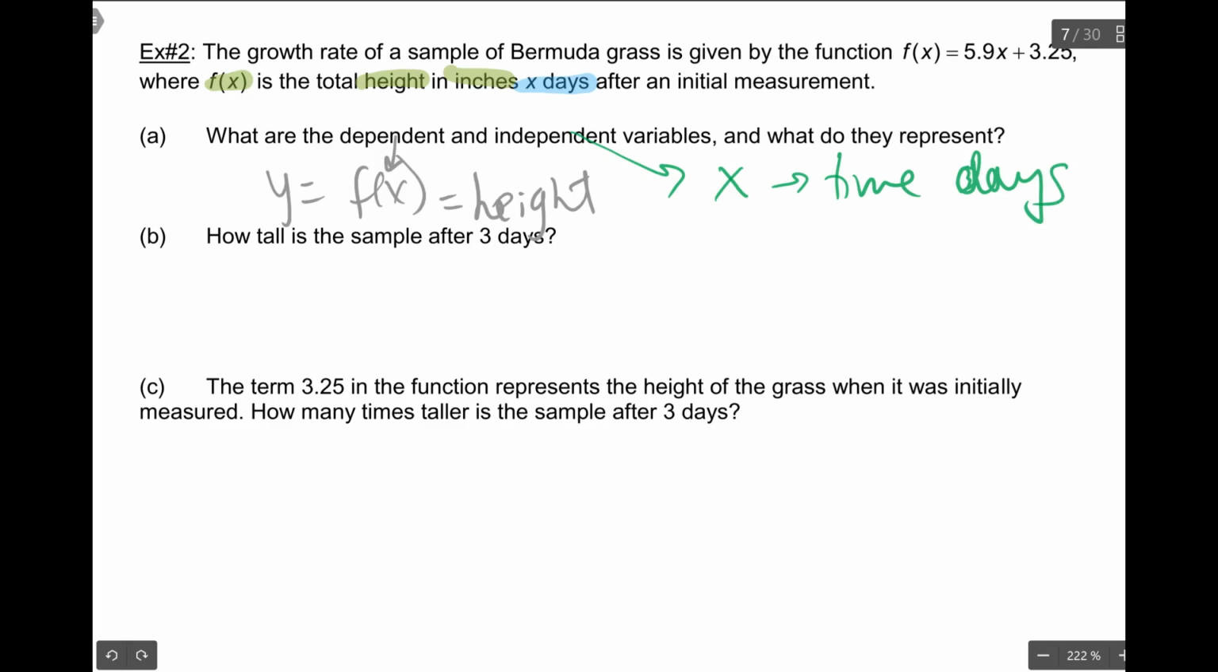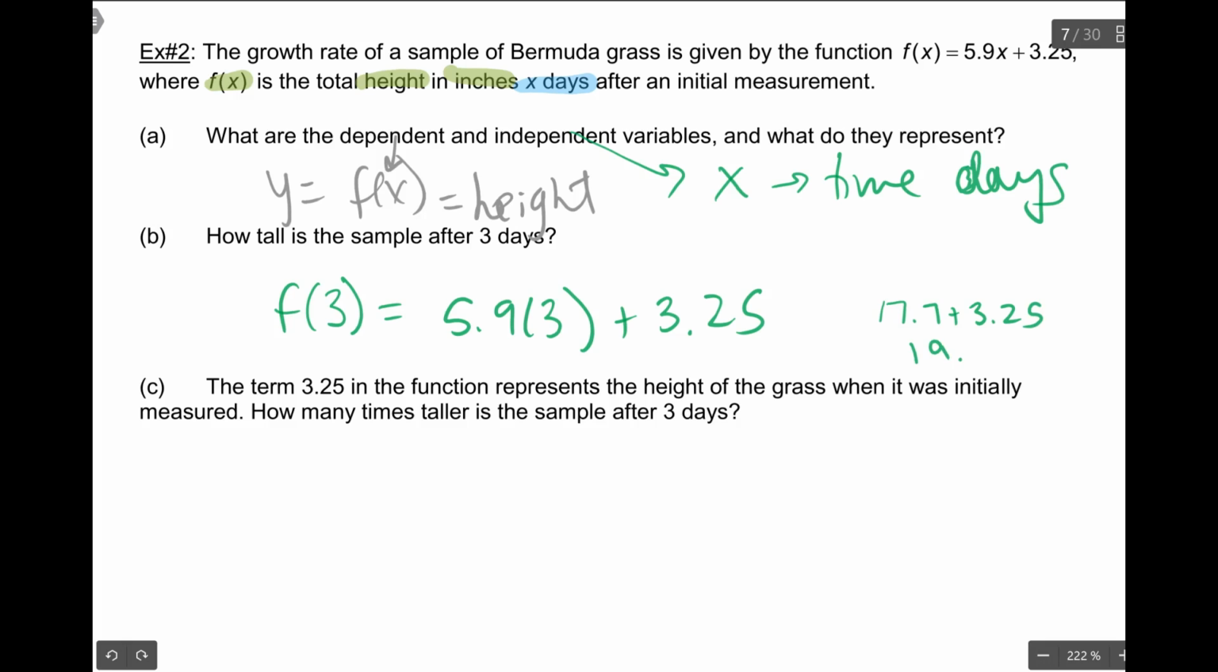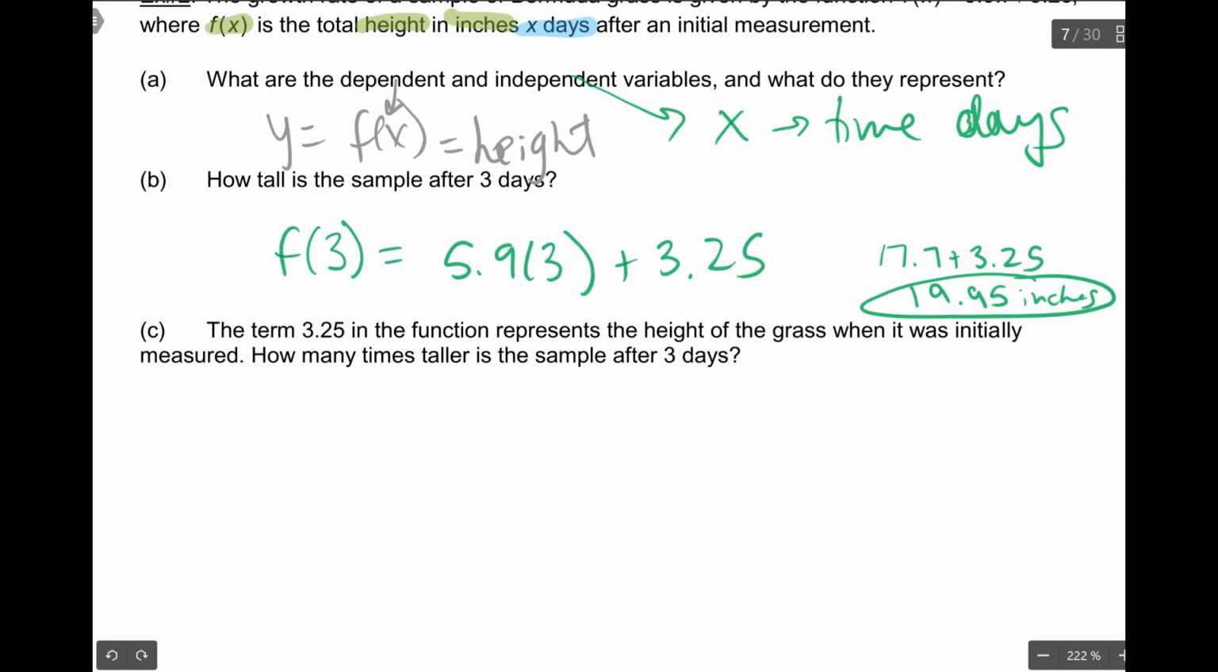How tall is the sample after 3 days? So we'll plug that in. F of 3 is equal to 5.9 times 3 plus 3.25. So it's going to be 17.7 plus 3.25, 19.95 inches tall. So the term 3.25 in the function represents the height of the grass which was initially measured.